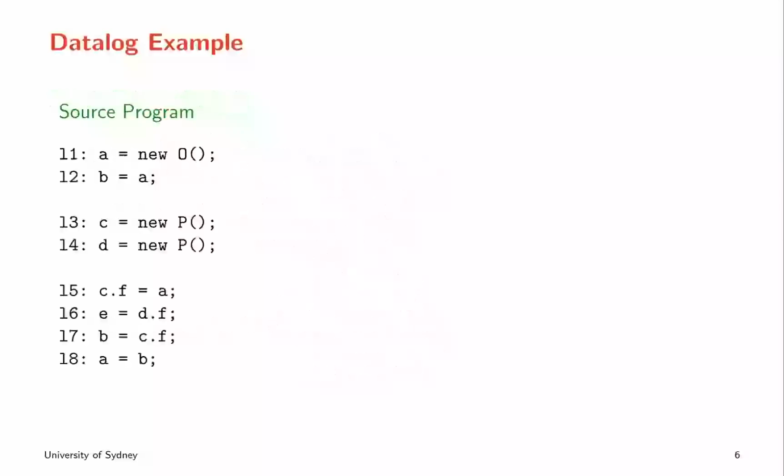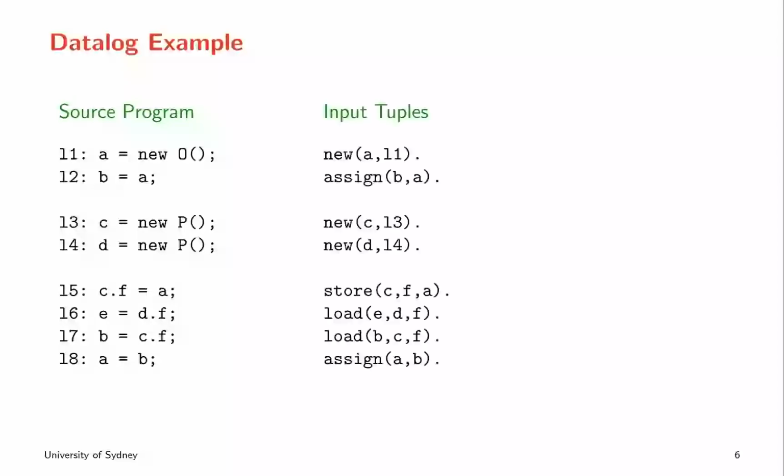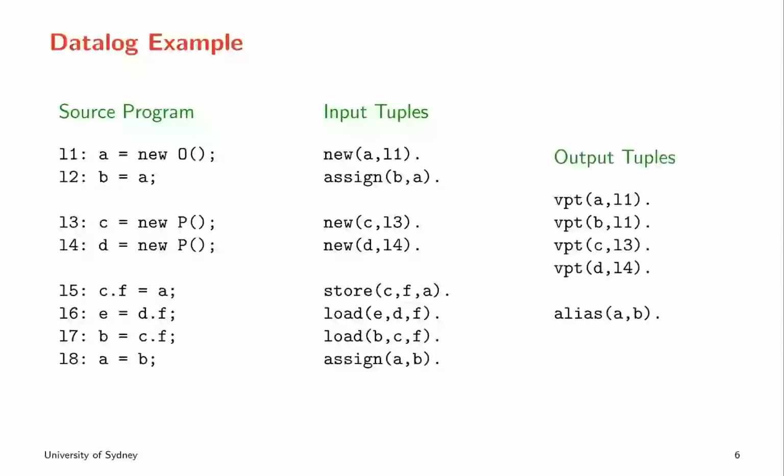So how we might use such a static analysis expressed in Datalog is, say we have a source program we wish to analyze. We can encode the source program as a set of input tuples. So here we see that each line in the source program becomes a single input tuple. Then we feed this input into our Datalog program, and then we get our set of output tuples. So the output tuples express the variable points to relation, and we can also see that the variable A may alias with the variable B.